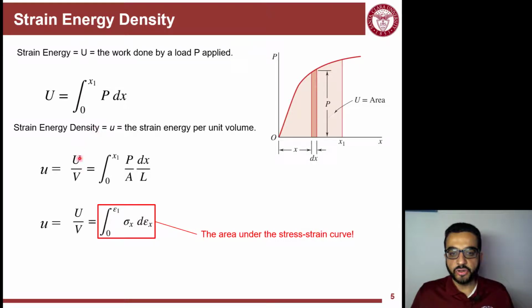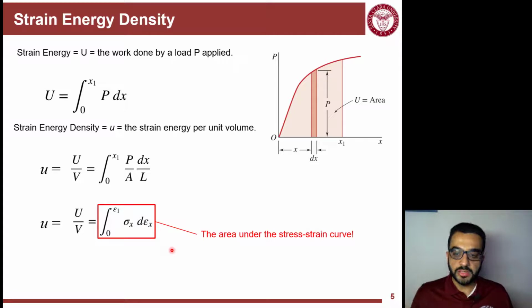So just dividing U uppercase here by V. Now V is fixed, so I will put it under the integration here to do something very cool. V is equal to the cross-sectional area A times the length L of the member. So P over A, guess what? It's stress. dx over L, the deformation over the original length, is what? Guess what? It's d epsilon, or the strain. So you end up here with the integration of stress times the little strain that you have.